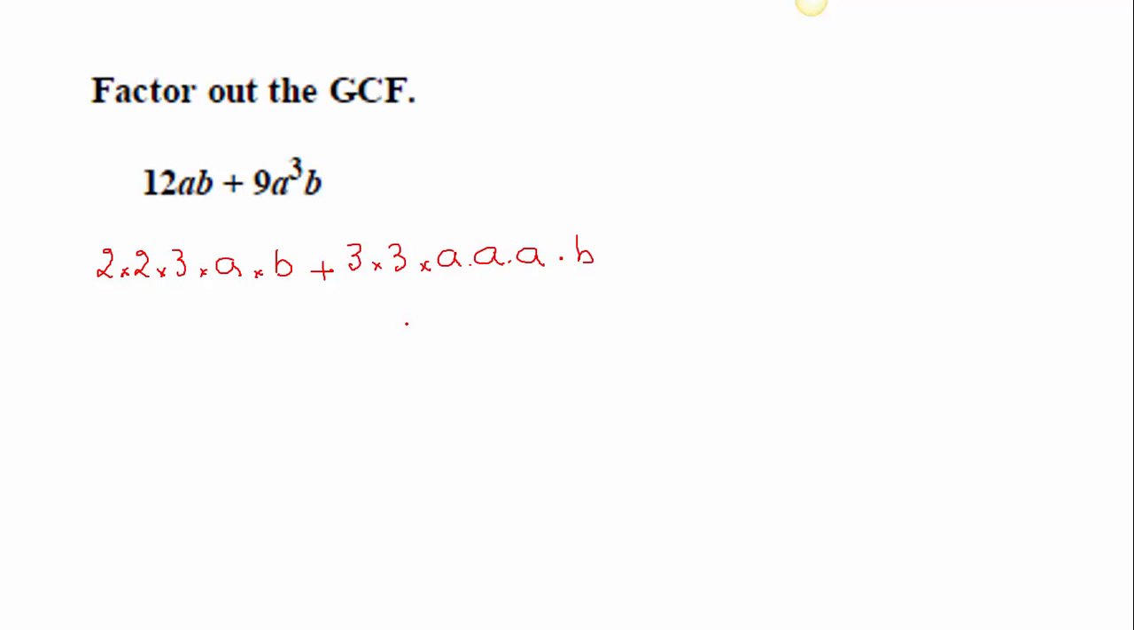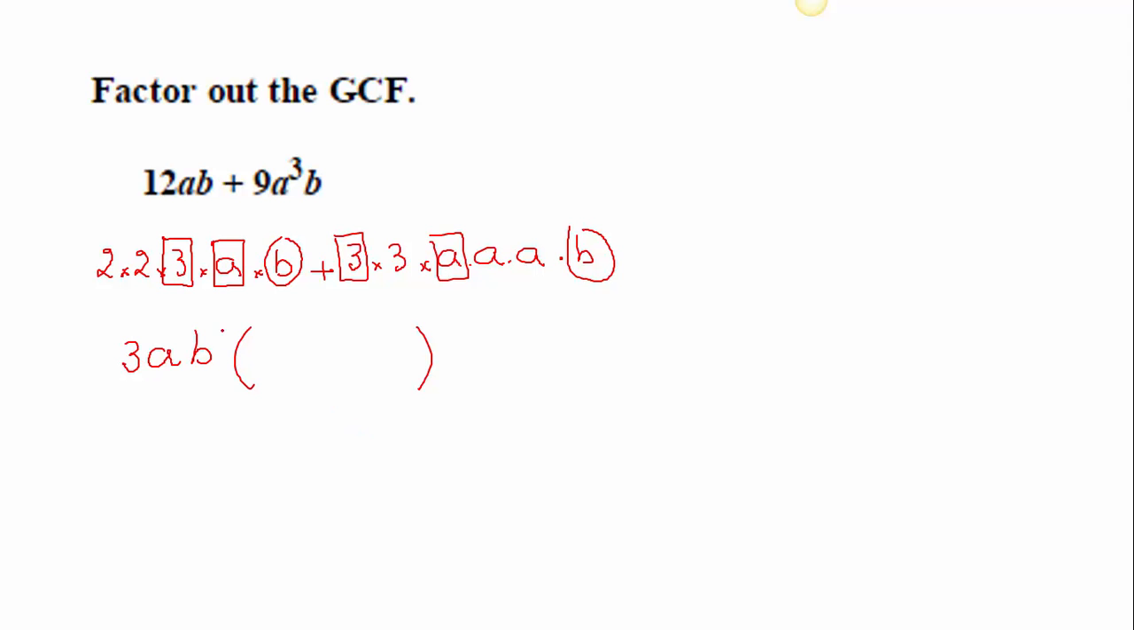Now we're going to find out what's common. Okay, 2's are not common. The only common is 3. So we have a 3 here, and we have a 3 here. Also, we have an A here, and we have an A here. And then we have a B here, and we have a B here. So the GCF is going to be 3AB, and we always open two parentheses when we factor the GCF.